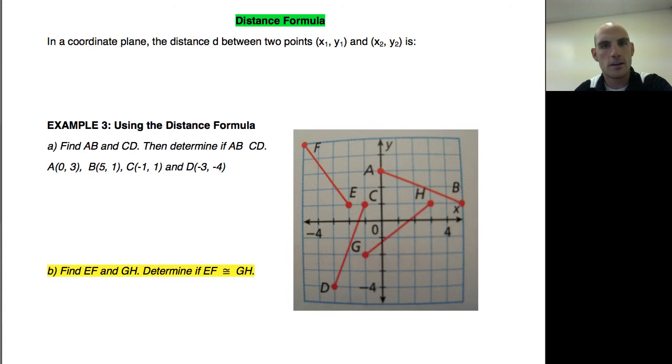Welcome back. Today we're going to talk about a very familiar formula, the distance formula. The distance formula is based on the Pythagorean theorem. Now, we're going to go through the Pythagorean theorem here in a few minutes, but generally the distance formula looks like this.